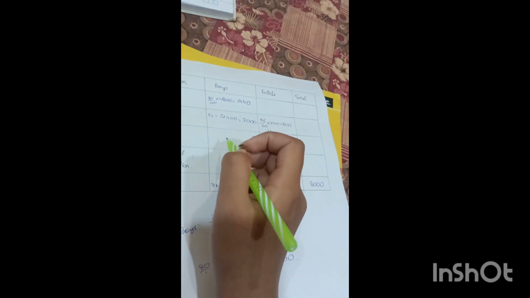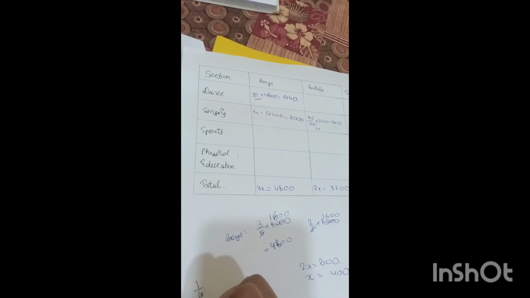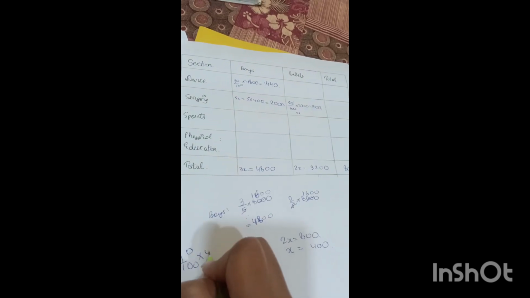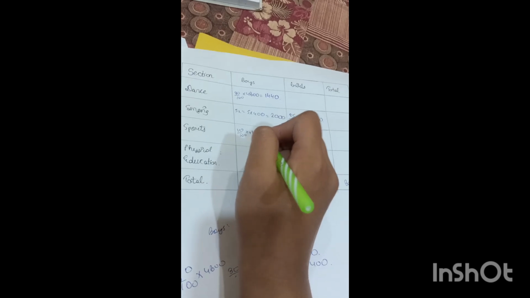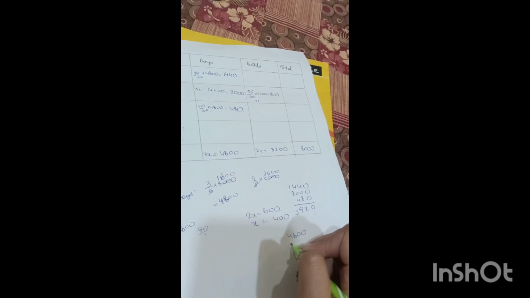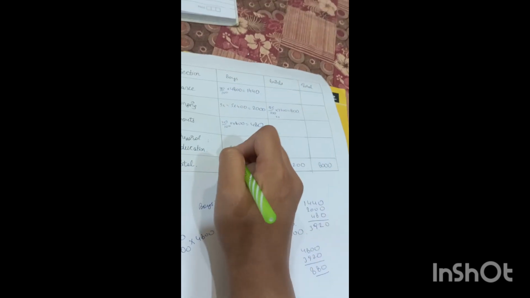Then 10% of the boys study in sports. So you can solve it like this: 10 upon 100 into 4800. So you'll get the value of 480. Then the rest of the boys study in physical education. If we add all this, 1440, 2000, 480, and subtract it from the total, you will get the value 880.